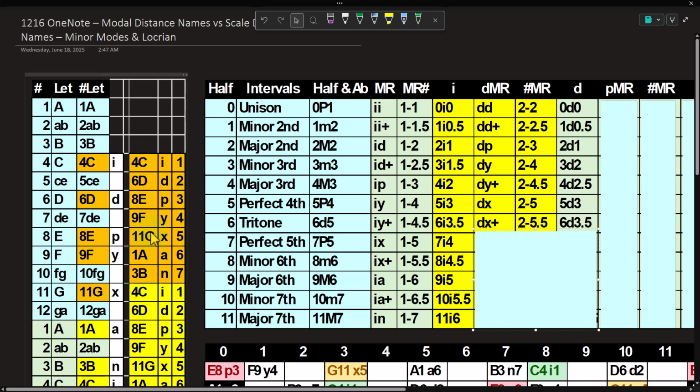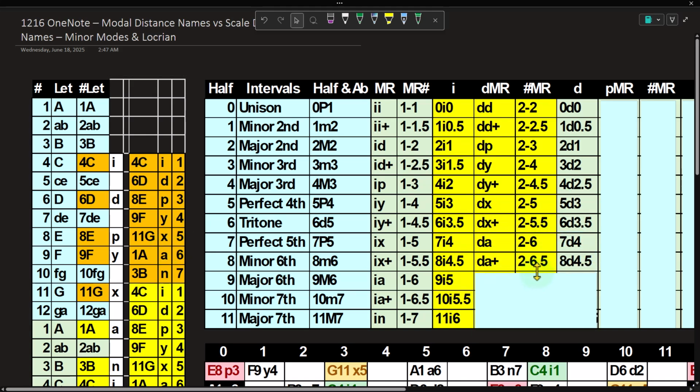lands us in the ocean. If I go from the Dorian here and I go up by 3, 1, 2, 3.5, between x and a, you would think would be 4.5 from a scale degree standpoint. So let's go to the next one.